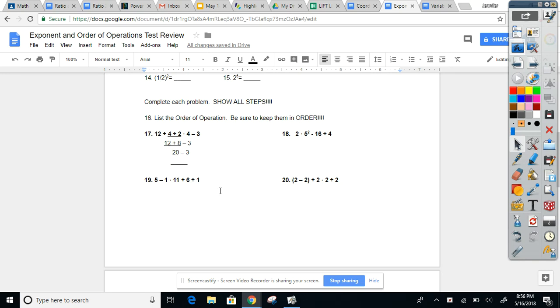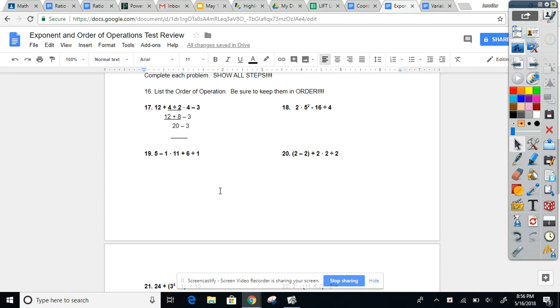Number 17, it says 12 plus 4 divided by 2 times 4 minus 3. Okay? It will let you type below the things. So it lets you type. I want you to copy everything down. So if we do our order of operations, parentheses comes first. And number 17, do we have any parentheses? No. Do we have any exponents? No. Do we have multiplication and division? Yes.